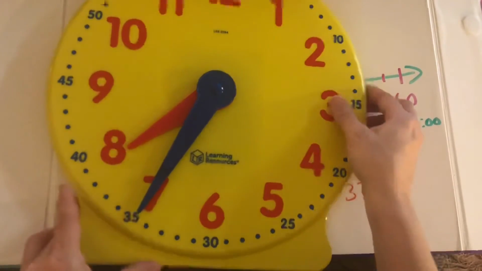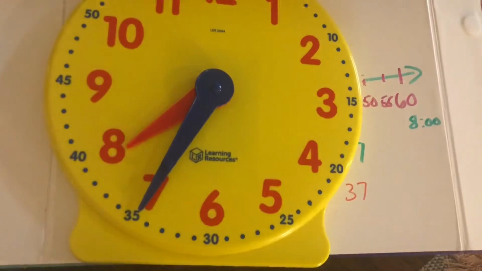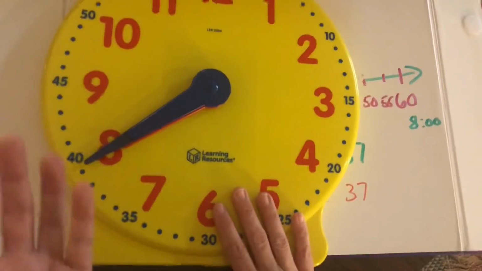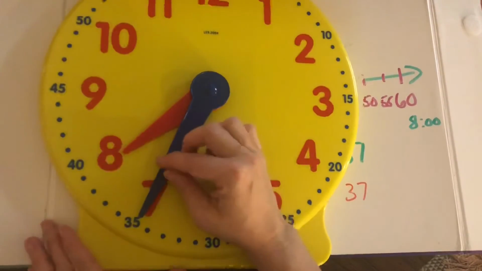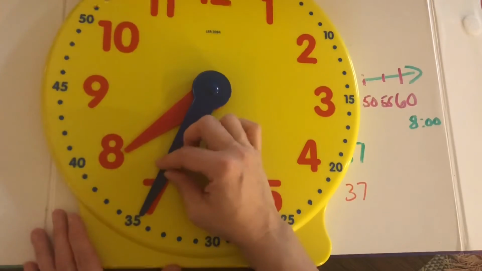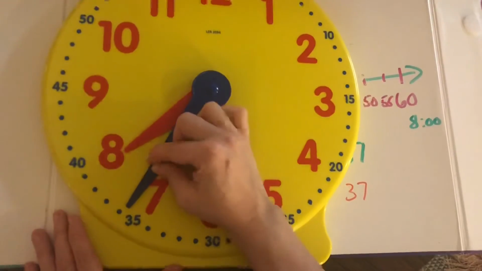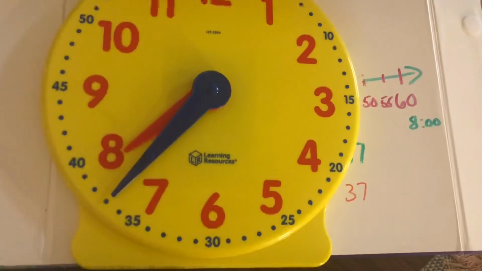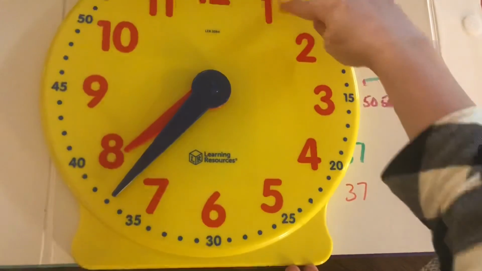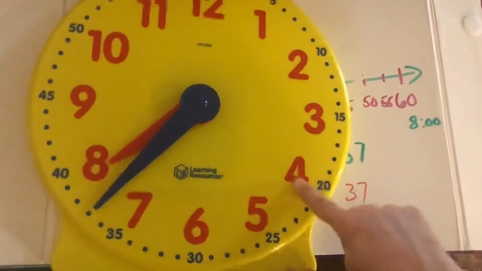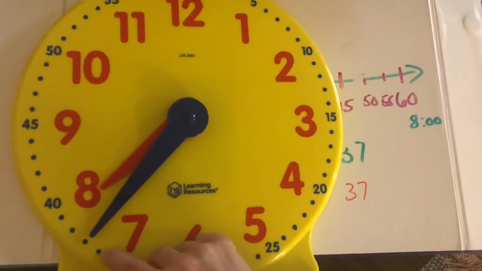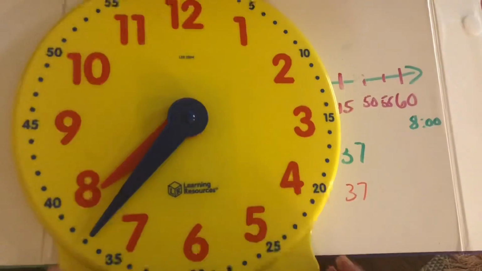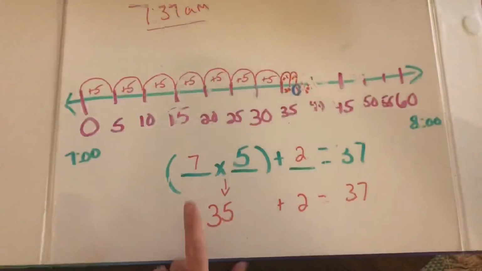Now, just like I did on the number line, I'm going to stop counting by 5s because if I count by another 5, I'm going to end up at 7:40 and I'll be late. So I'm going to start at 7:35 and I'm going to find out how many ones I have to jump. 7:35, 7:36, 7:37. So I did 1, 2, 3, 4, 5, 6, 7 5s, and 1, 2 1s. Look familiar? 7 5s, 2 1s.